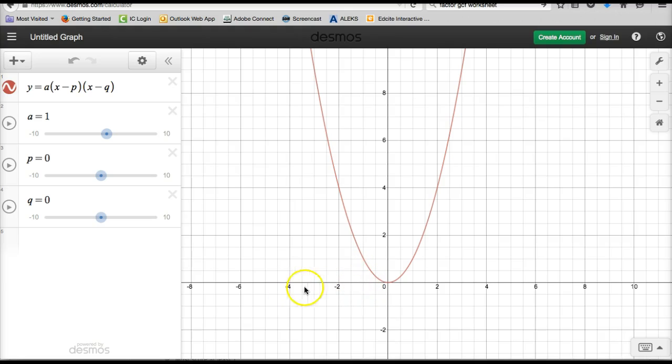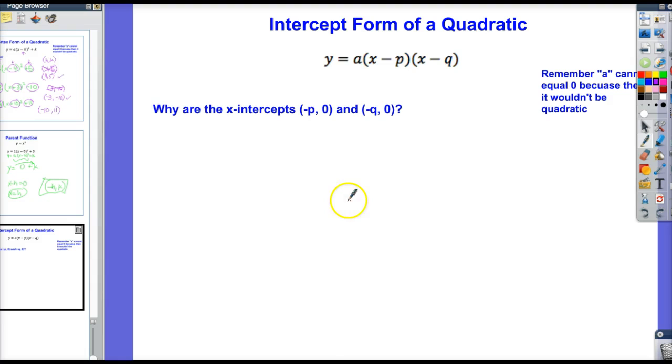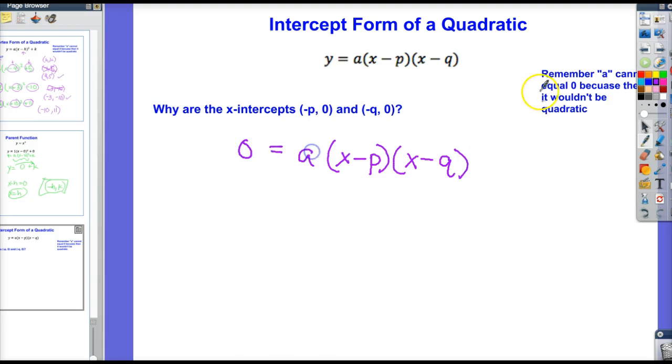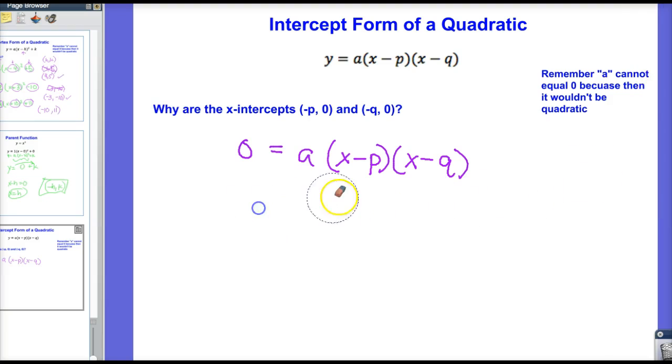Well, where are the x-intercepts? The x-intercepts are going to happen when y is 0, right? Along the x-axis, y is 0. So that's the main point of what's going on here. y has to be 0. The important thing for this one is a cannot be 0, because then the whole thing would be 0, and then we would just have y equals 0, and that's just a line. That is just the x-axis where y equals 0.